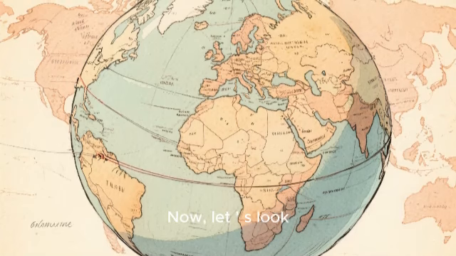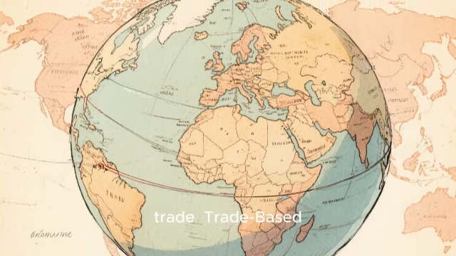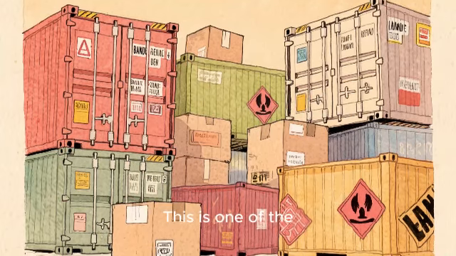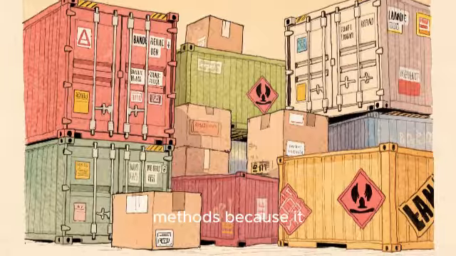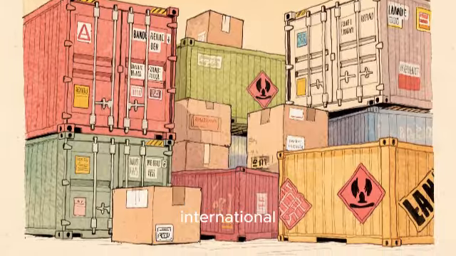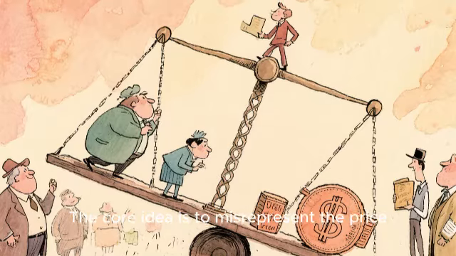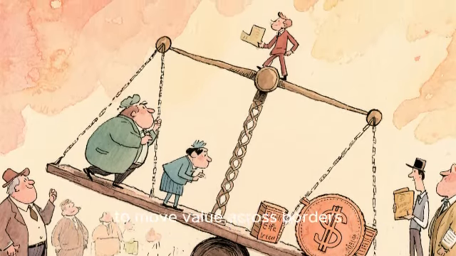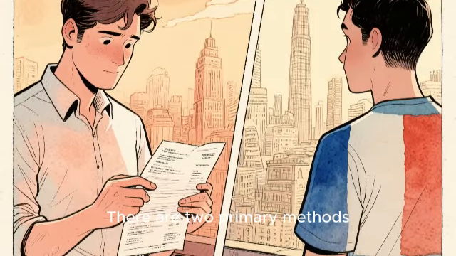Now, let us look at a technique that exploits the very backbone of global trade: trade-based money laundering, TBML. This is one of the most sophisticated and hardest to detect methods because it hides among millions of legitimate international shipments. The core idea is to misrepresent the price, quantity, or quality of goods in an international trade transaction to move value across borders. There are 2 primary methods.